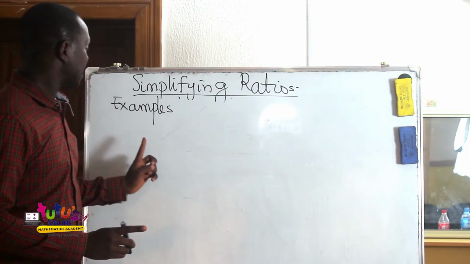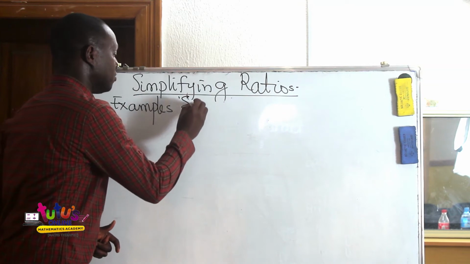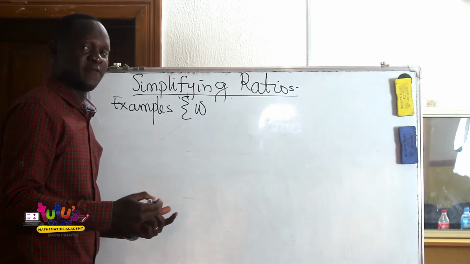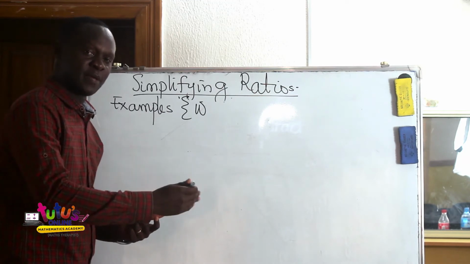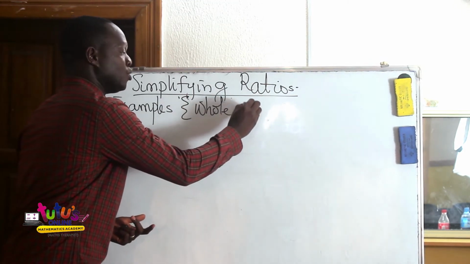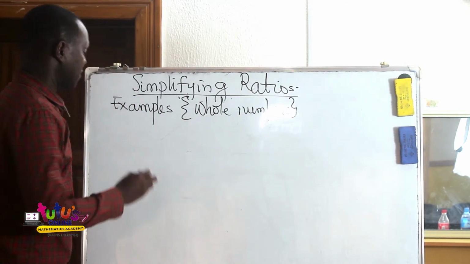Good. So we're looking at examples on simplifying ratios. The first thing, let's look at whole numbers. It's much easier to work with whole numbers than fractions and decimals, but we'll take it step by step. So let's work with whole numbers first. Are we ready?